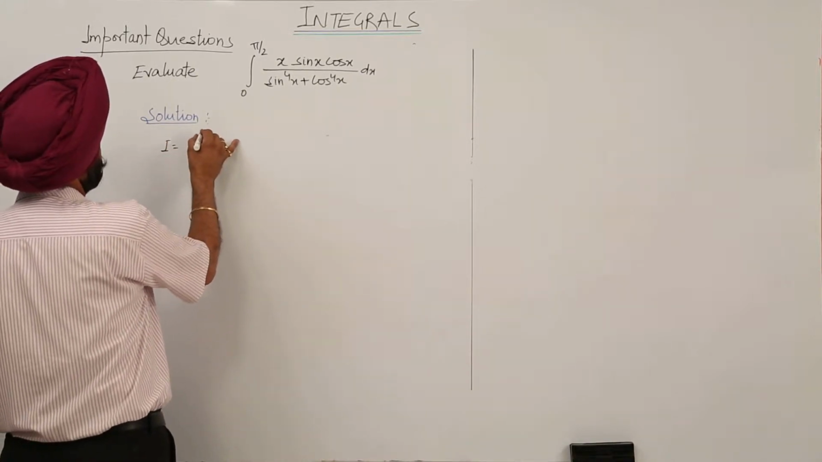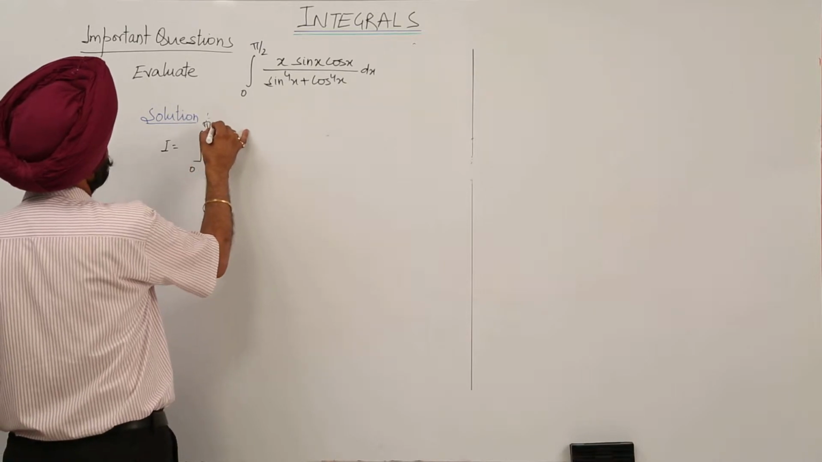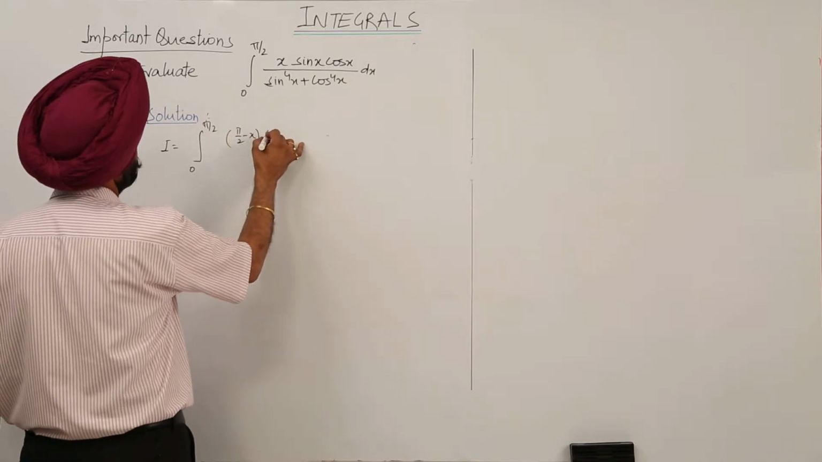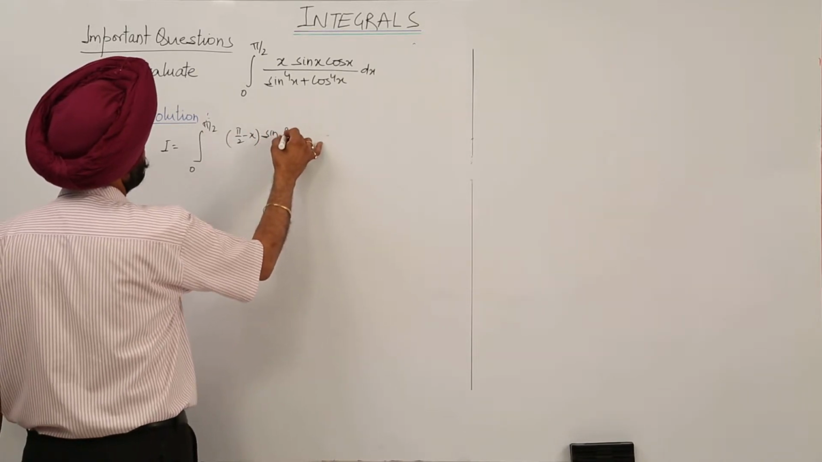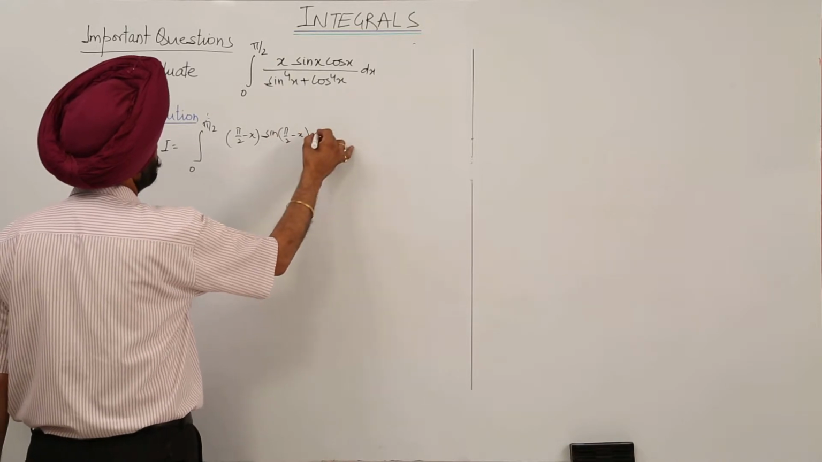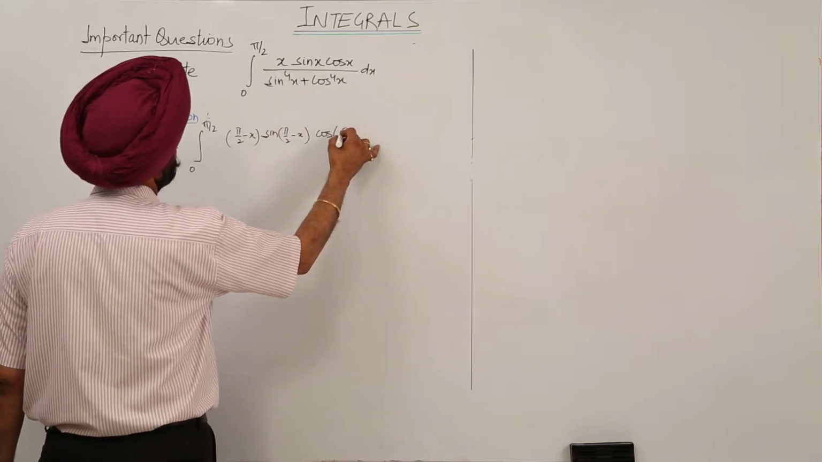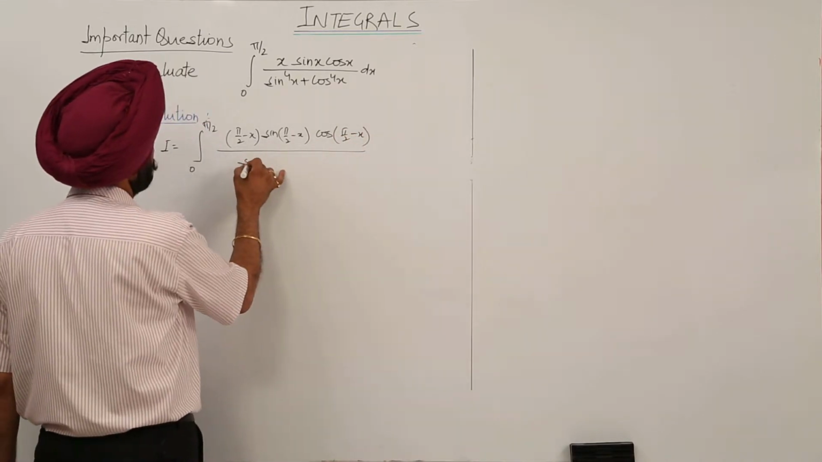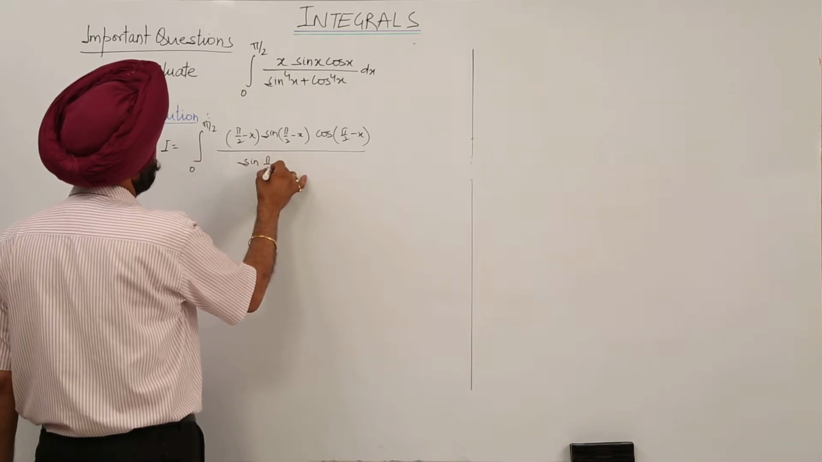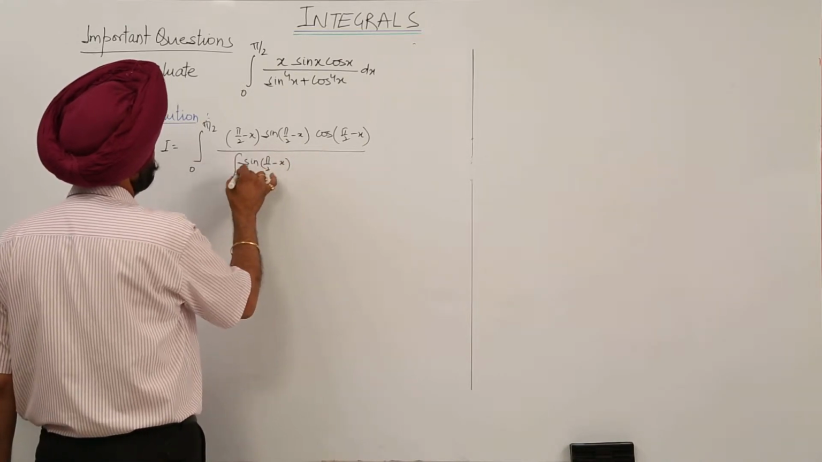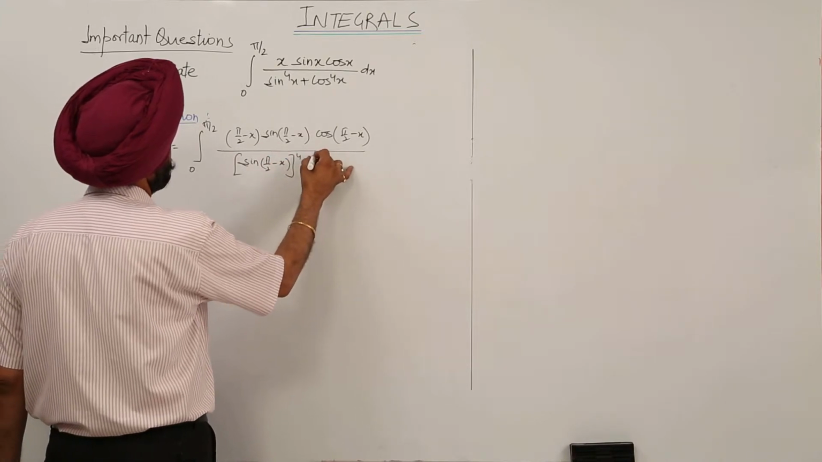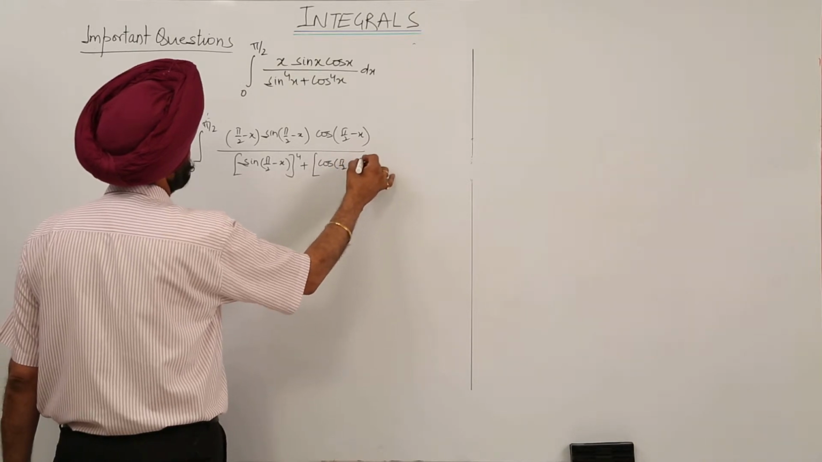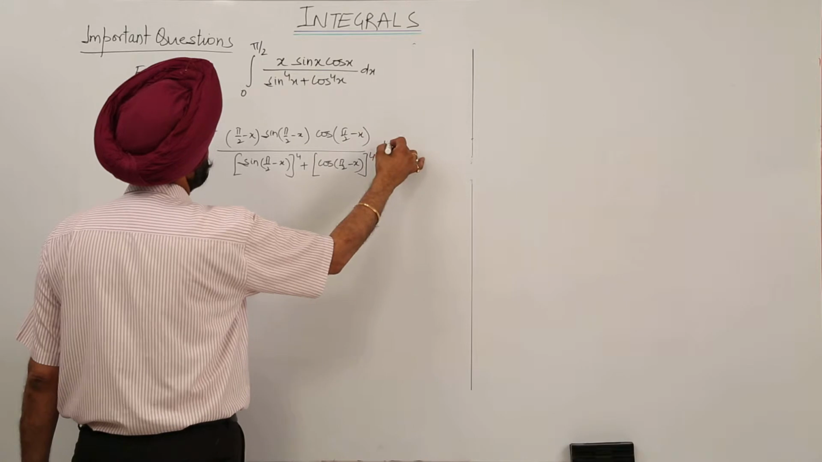Question using the property. Now it becomes integral from 0 to pi by 2 of sin(pi by 2 minus x) upon sin(pi by 2 minus x) plus cos(pi by 2 minus x) dx.